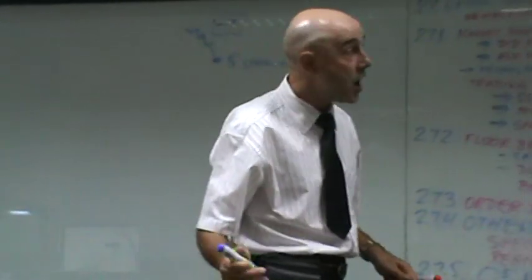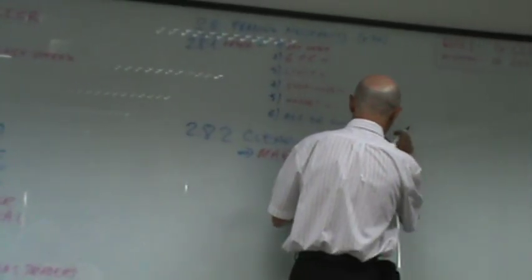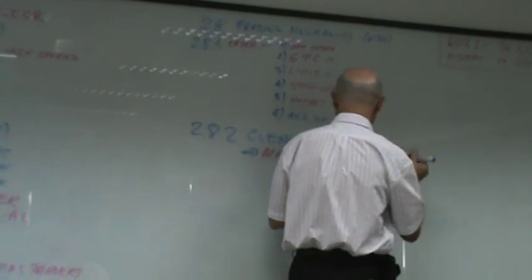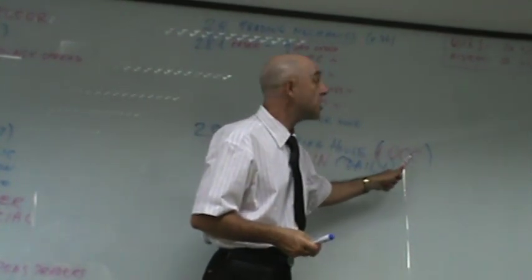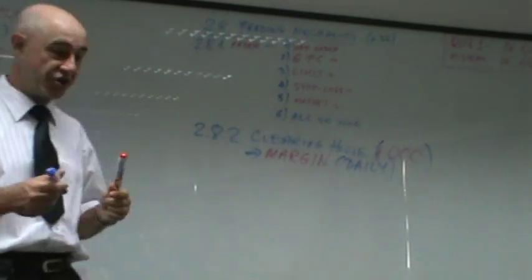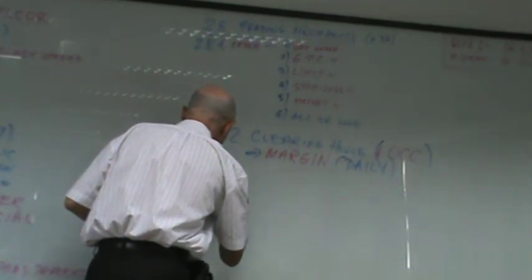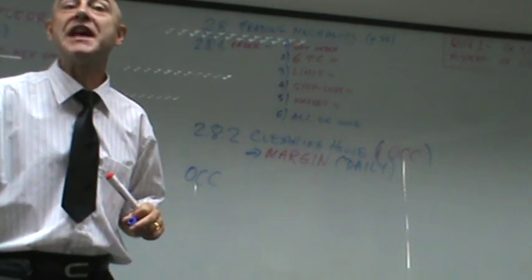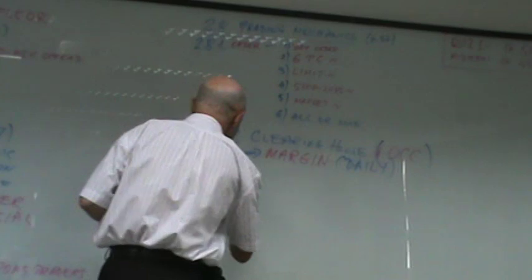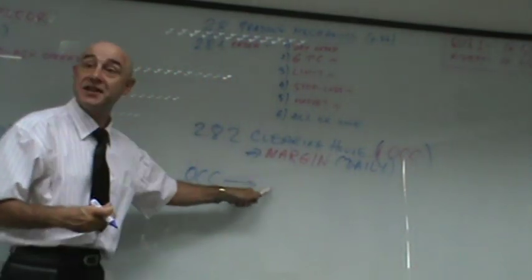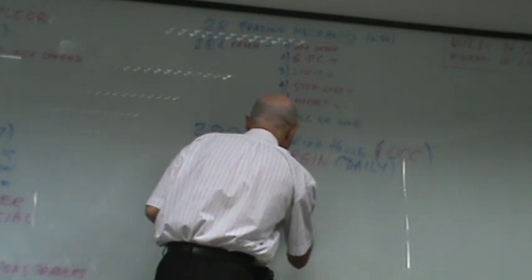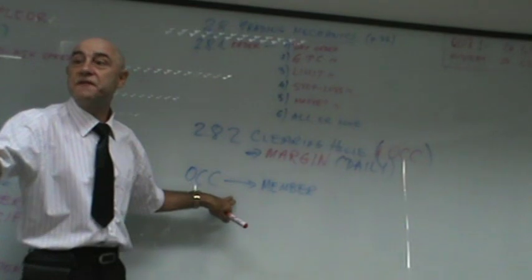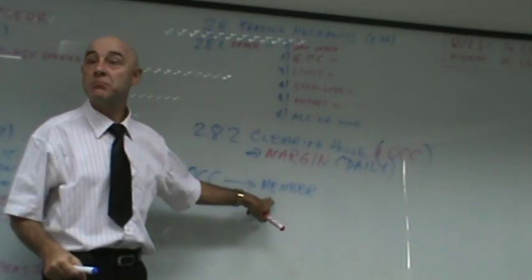So, let's do this. The clearinghouse is called OCC, Options Clearing Corporation. So, when a position is losing money, the OCC will go and ask the money, meaning margin, from its member. You're losing 5,000, give us 5,000. That's from the member, okay?